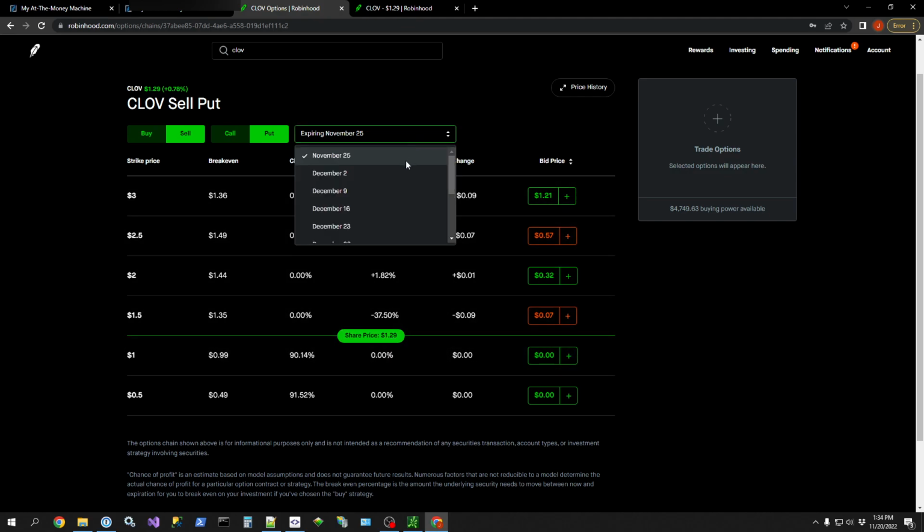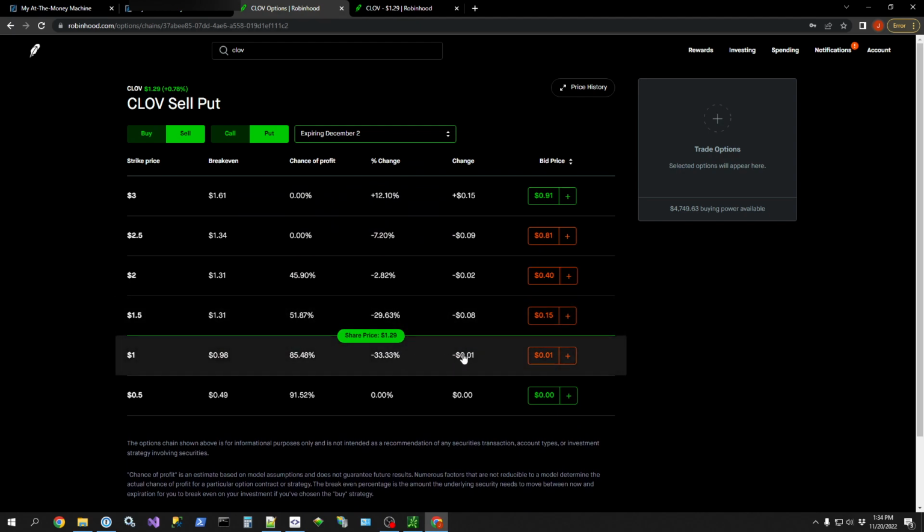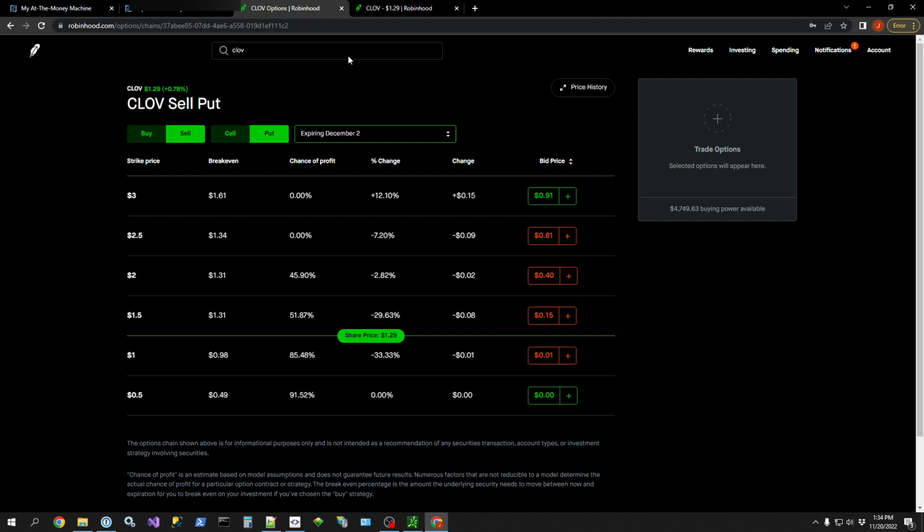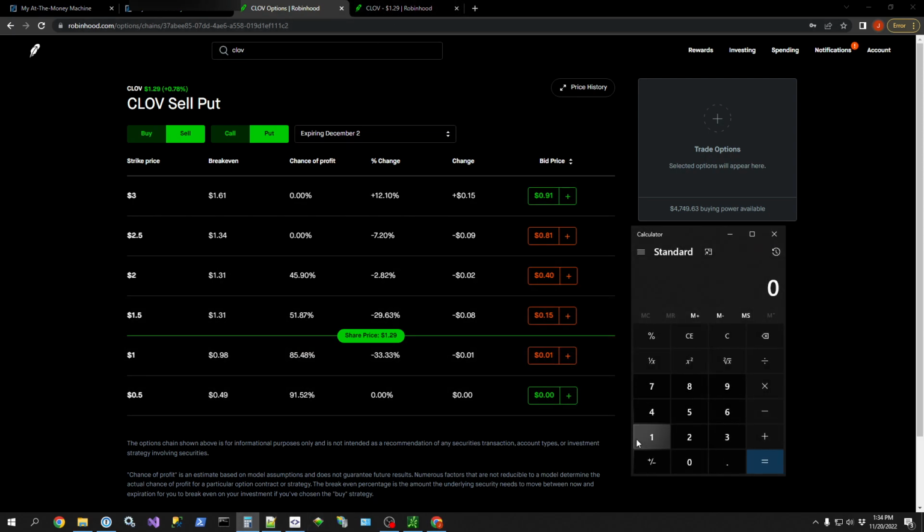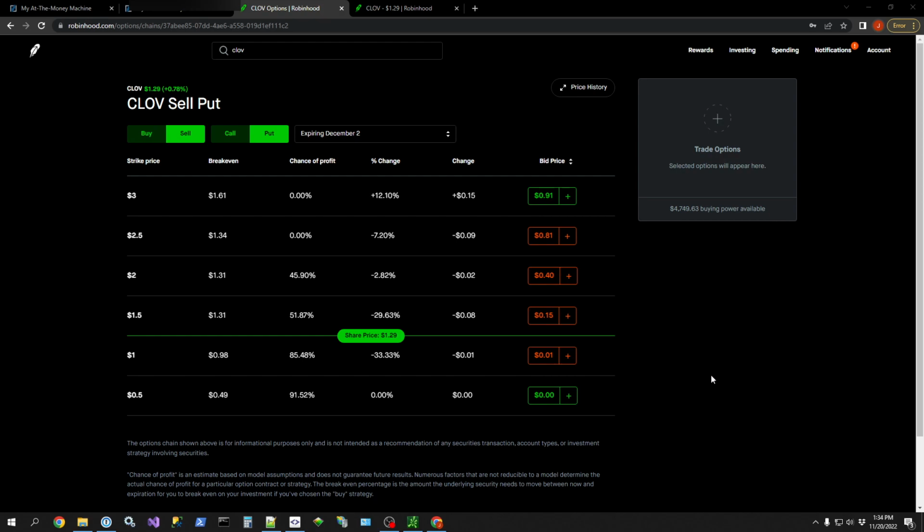There's no money there. December 2nd, now there is $1 there. And that's for $1. That's only a $100 commitment. So that's probably twice what the other one was. $1 divided by 100 times 52. See, that's double the return. That's 52% return annually.